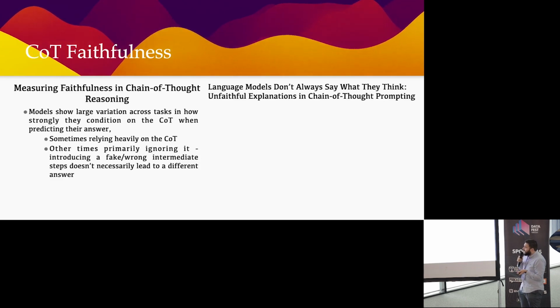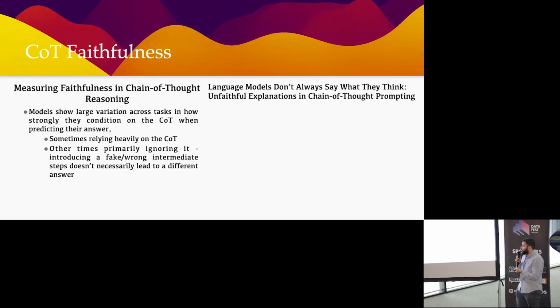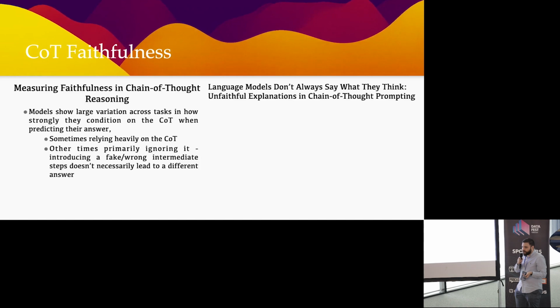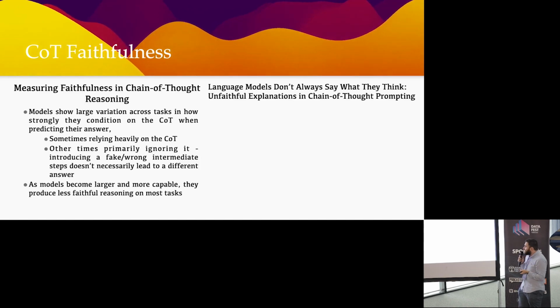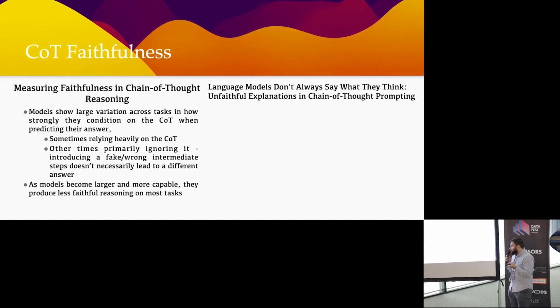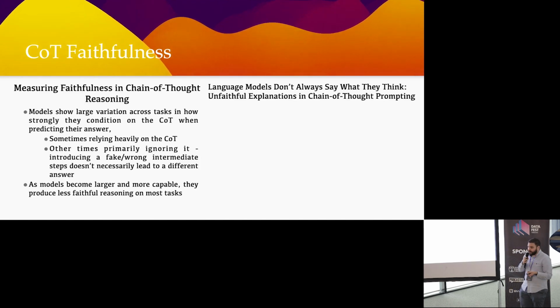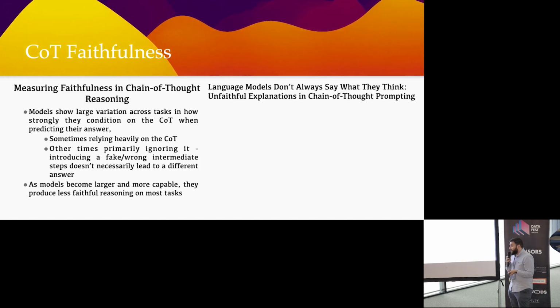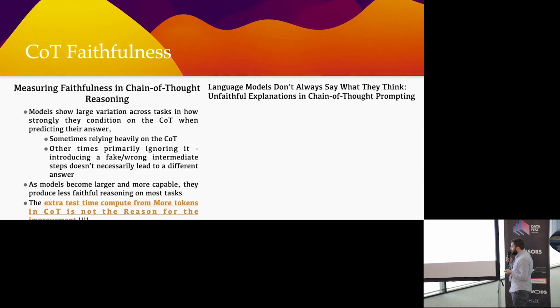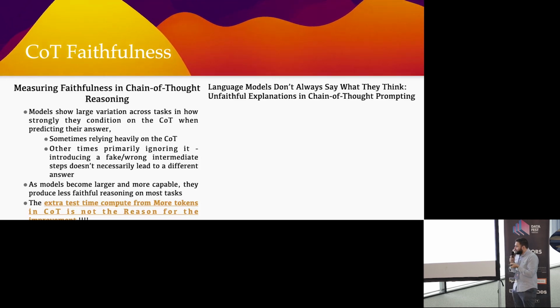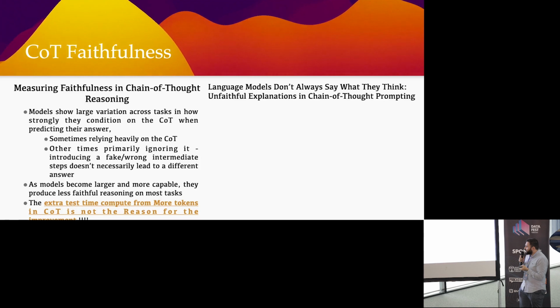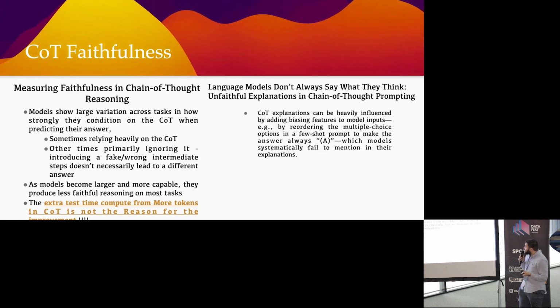Sometimes we rely heavily on chain of thought. Other times we kind of ignore the chain of thought reasoning, which is less than ideal. And as models become larger and more capable, they produce less faithful reasoning. So we have this inverse proportionality across several research papers. Also, there's extra compute for more tokens in chain of thought, and it's not necessarily an improvement.